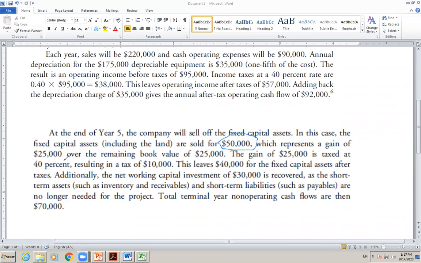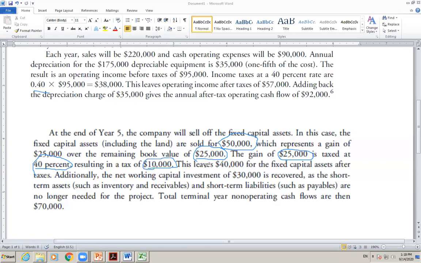Which represents the gain of 25,000 over the remaining book value. So there's a remaining value, which is book value, okay? So there is a gain. There's money we earned, actually. There is a gain we just generated, okay? So 25,000 we earned. Any earnings in the firm should always be taxed. So this 25,000 is being taxed at 40%, which is the given rate above as well. That results in a tax amount of 10,000.